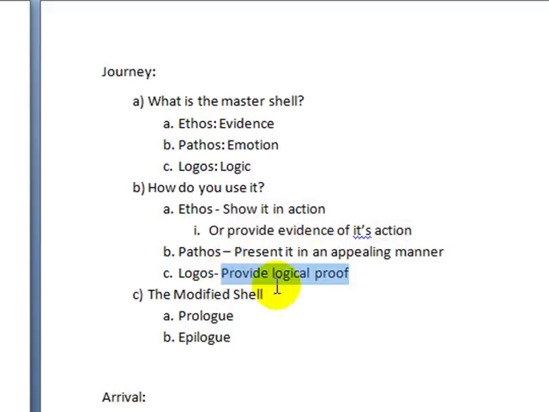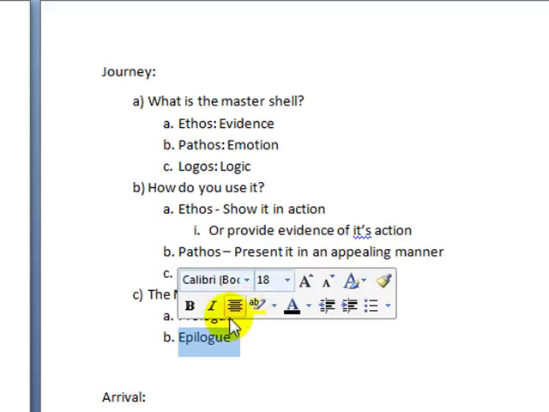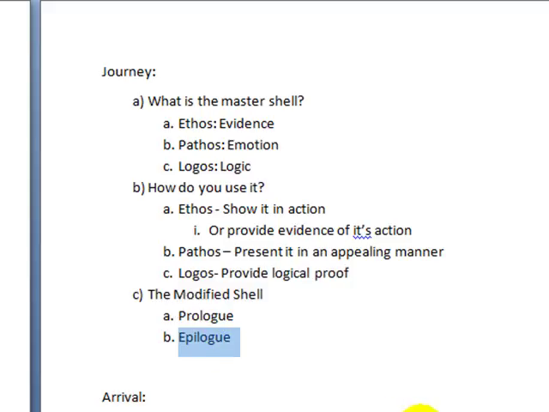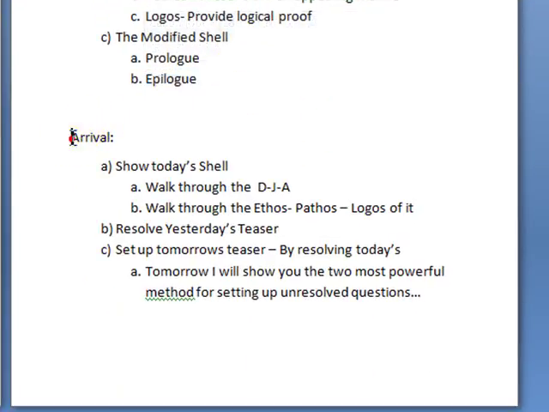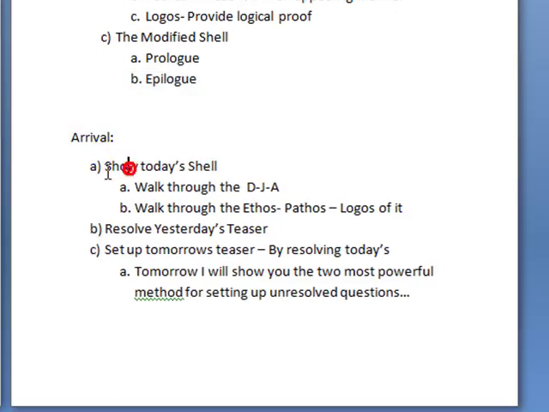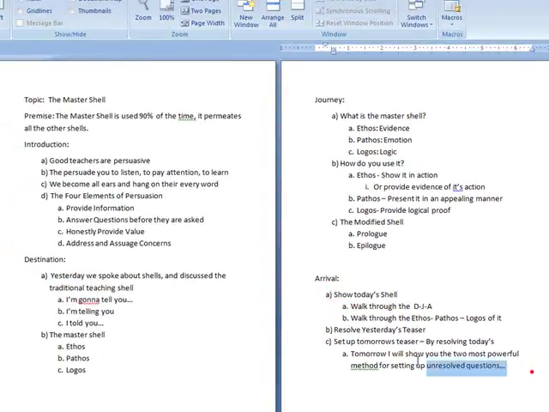Then, as we moved a little bit further, we talked about modifying the shell very simply by adding an introduction called a prologue and a conclusion called an epilogue. Tomorrow, you're going to learn why we don't use the word introduction and conclusion as we begin to learn to modify the shells a little bit more quickly and a little bit more advanced. Now we're at the arrival portion of the presentation, and I'm showing you today's shell. This is the actual shell that this presentation is being done from.